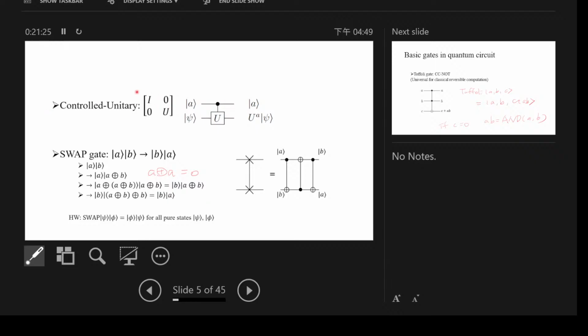And in terms of its matrix, its block diagonal terms will be the identity and the U here. And if you do this on some input state, A being computational basis, and whatever state is here, the output will be A and U to the A of the state. And we have U to the A here because if A equals 0, then we have identity here. And so U to the 0th power.